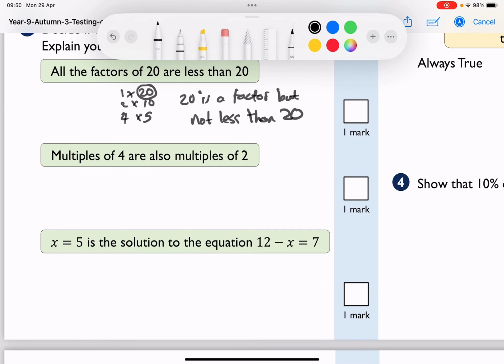Multiples of 4 are also multiples of 2. Correct. The reason is 4 is a multiple of 2. So all multiples of 4 must be as well.